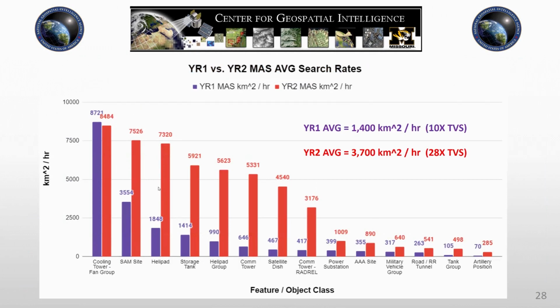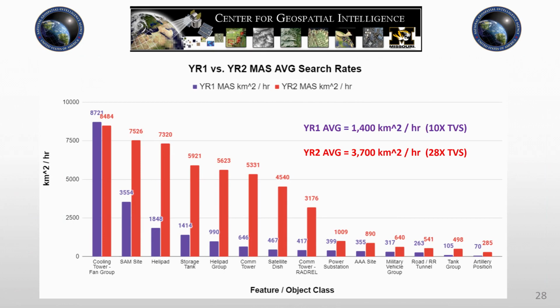And so this is a summary of the average search rates for both year 1 and year 2 for the machine assisted searches. The average search rate for machine assisted searches in year 1 was about 1,400 square kilometers per hour, which is about 10 times faster than the visual searches, and 3,700 square kilometers per hour for year 2.